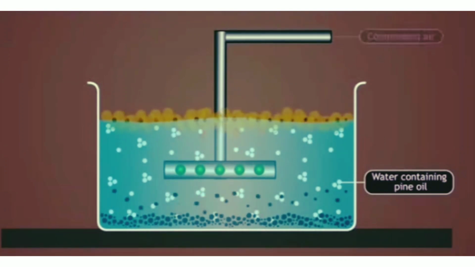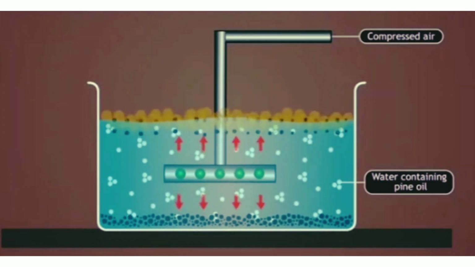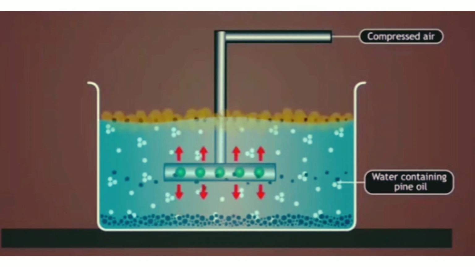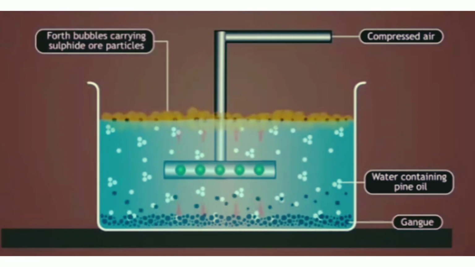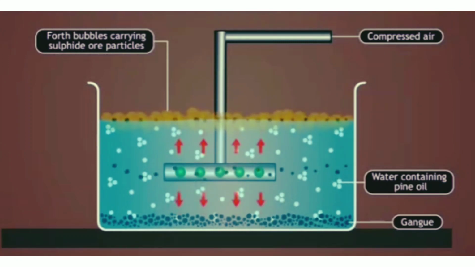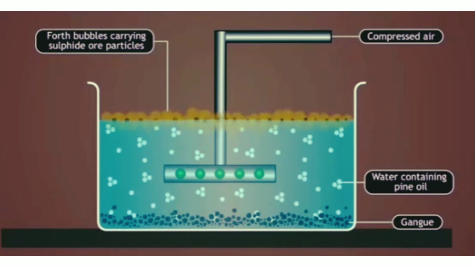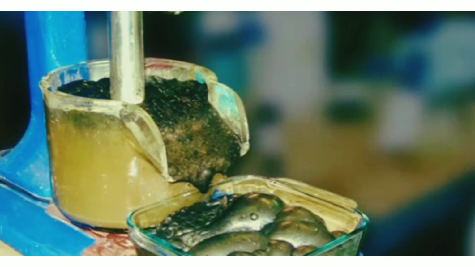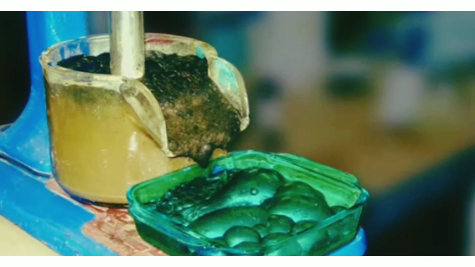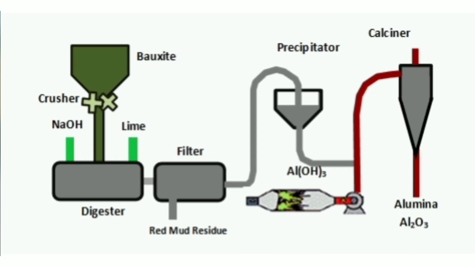When the ground ore is mixed with pine oil and water in the large tank, it is agitated with compressed air. While doing so, the lighter mineral ore particles come along with the froth on the top, while the heavier impurities like mud, that is gangue, get wetted and go down the tank. So this is how the ore is separated from the impurities. The froth formed along with the ore is washed and separated.